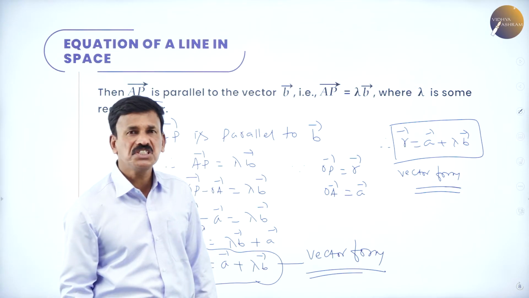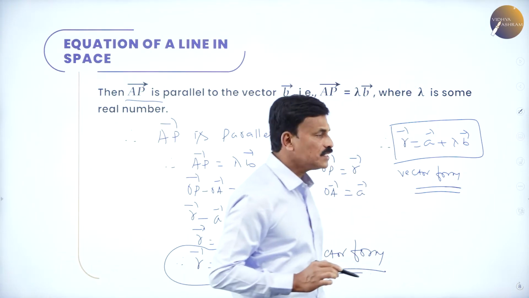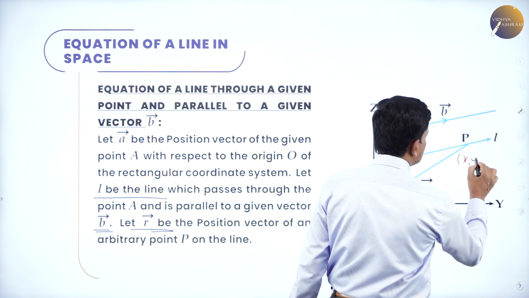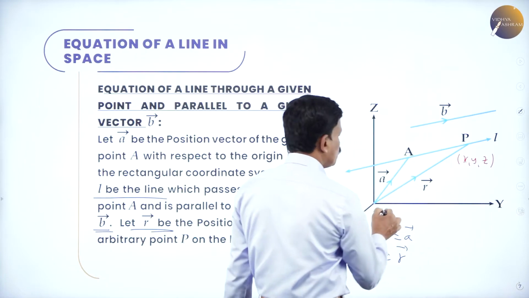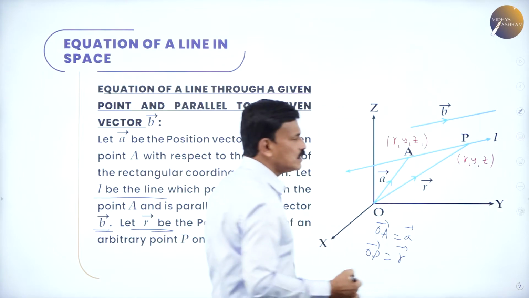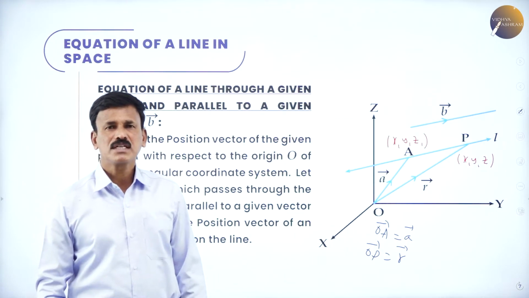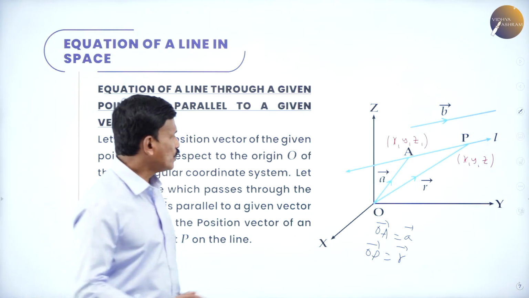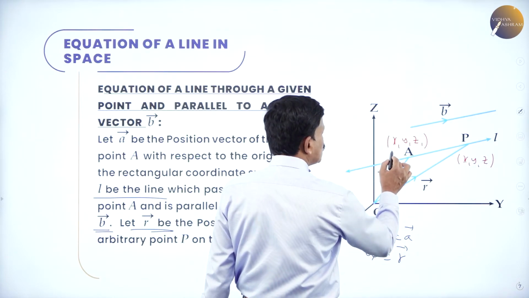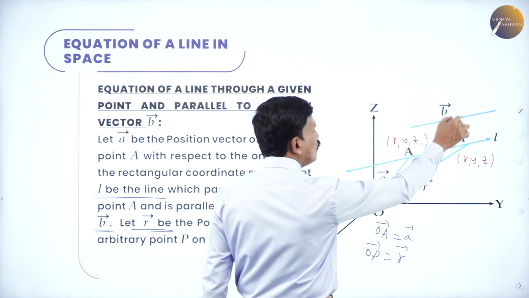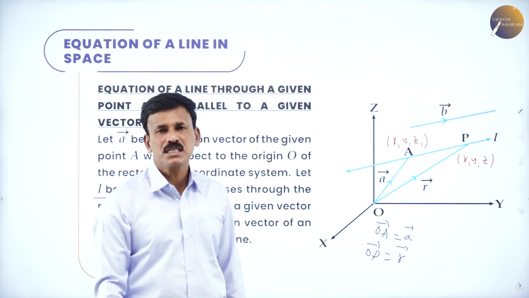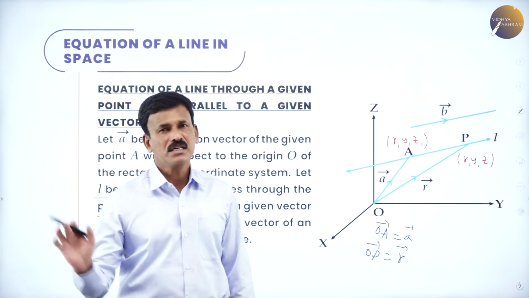Now find out the Cartesian form. Consider the point as x, y, z, and the position vector of the given point as x1, y1, z1. Just simplify, you will get the answer. Here, what is r? r = xi + yj + zk. What is vector a? x1i + y1j + z1k. What is vector b? Vector b can be taken as ai + bj + ck. Simplify, you will get the answer.